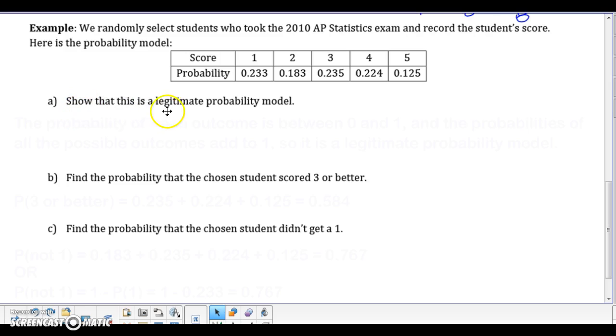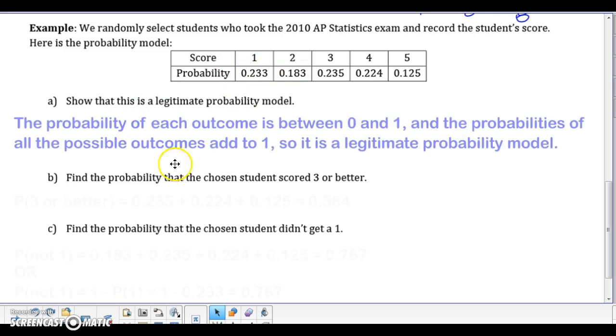So to show that something is a legitimate probability model, you need to check both of those things. Again, all of these numbers are between 0 and 1, and if I add up all of them, I get a total of 1. So it is a legitimate probability model.